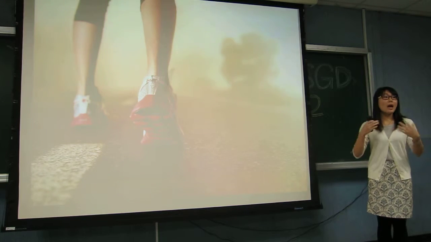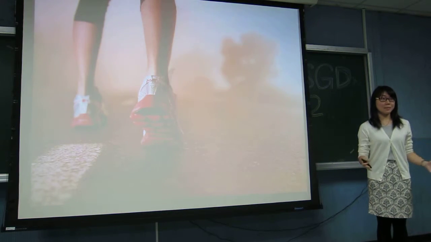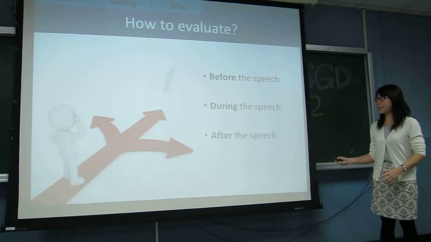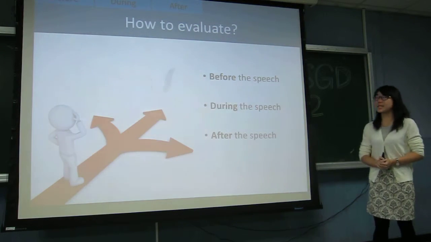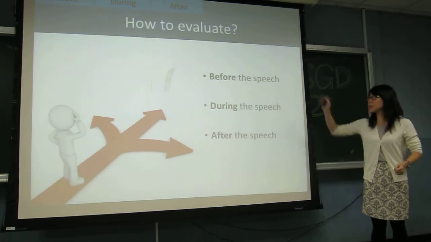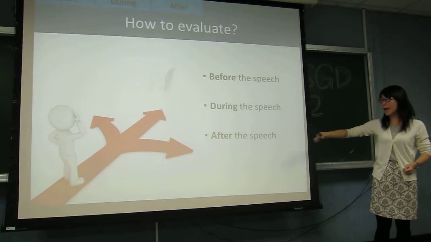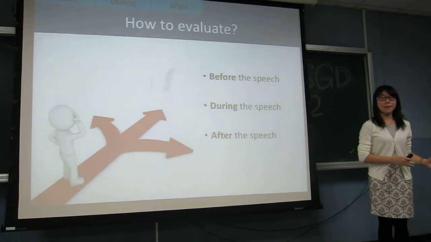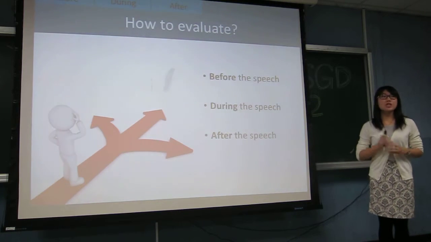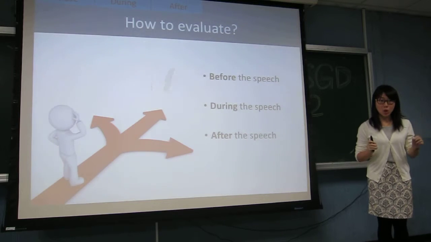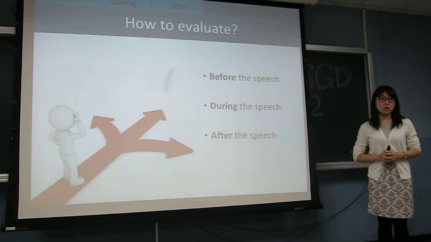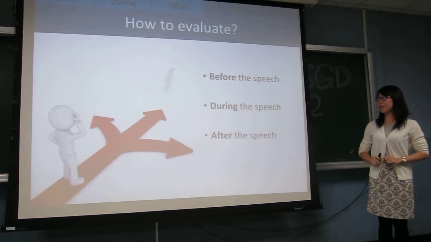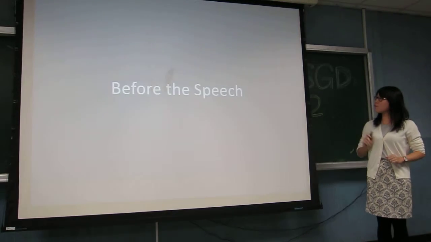Okay, so after knowing all these general concepts, it's time for us to really know how to evaluate. Let's start. First, how to evaluate. I will divide it into 3 parts: before the speech, during the speech, and after the speech. Before the speech, you can do a little preparation. And during the speech, it's really important to take some notes. After the speech, it's time for you to really structure your own evaluation. So 3 parts. First, before the speech.